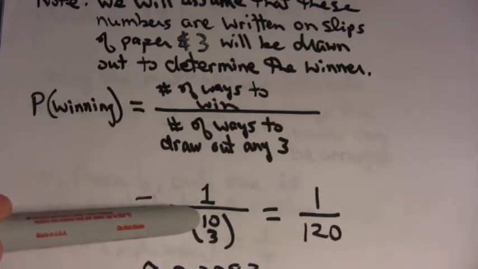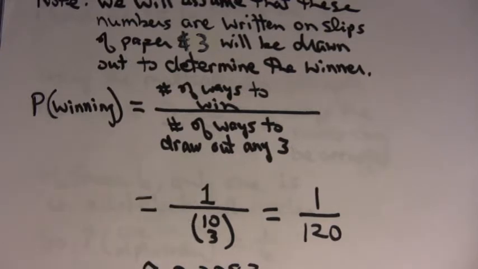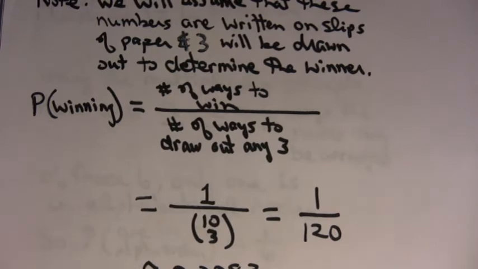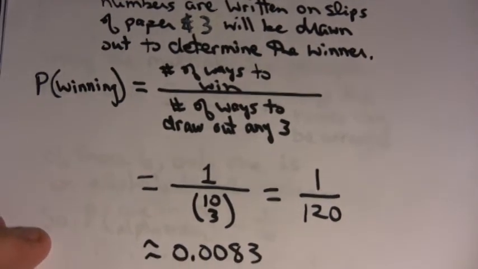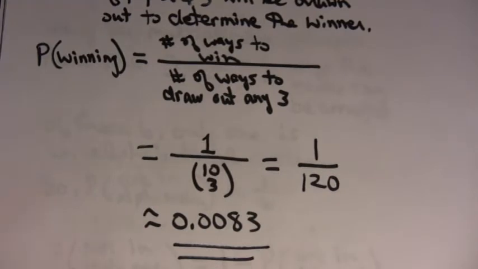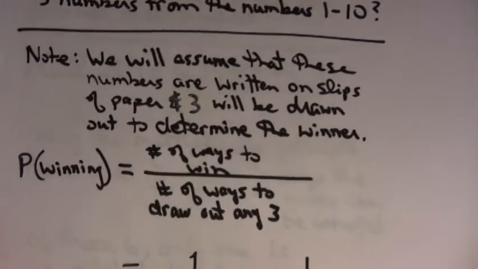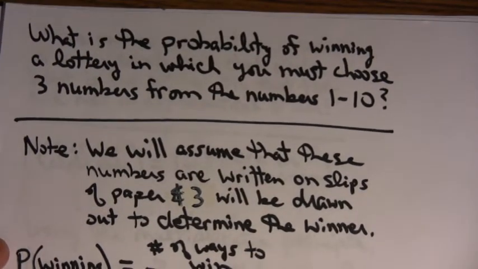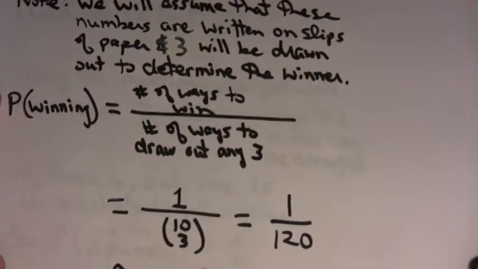You're choosing three out of the 10, and that combination, again, you know how to calculate that by now, comes out to be 120. So the probability of actually winning this lottery is one winning combination out of 120 possibilities. If you want to change that to a decimal, you can. It's about 0.0083 to the nearest 4 decimal places. But I want you to pay attention to the big picture. You've got a lottery, you're thinking of these numbers as being written on a piece of paper and put in a hat and drawn out, and the probability of winning would be 1 out of 120.